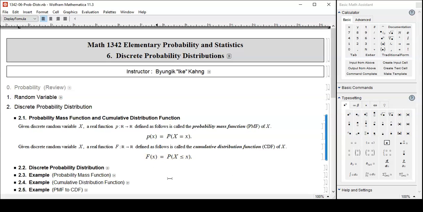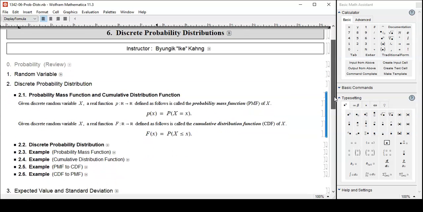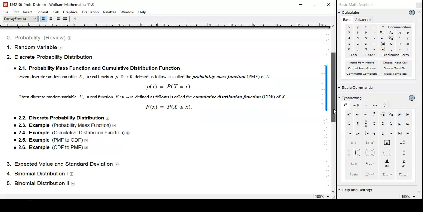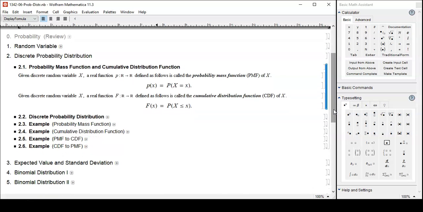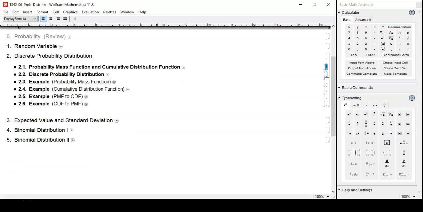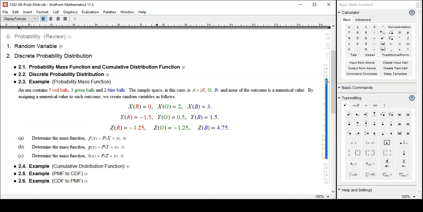Okay, we took care of these terminologies. Now let's go ahead and discuss what they mean, but one step at a time. We're going to talk about the probability mass function first, and then we're going to go over to the cumulative distribution function in a separate video. Okay, let's go to PMF, probability mass function, to run an example problem.